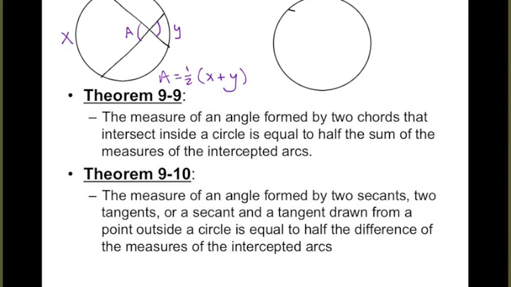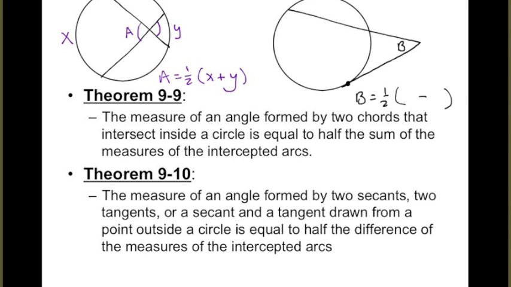A secant, remember, is a line that cuts across the circle and goes beyond. So it's like a chord that just keeps going. And I'll use a tangent. Remember, a tangent brushes by the circle and touches it only in exactly one point. I'll call this angle B. The measure of this kind of angle is equal to, so I'll say B is equal to half the difference, which means subtraction, of the two arcs.